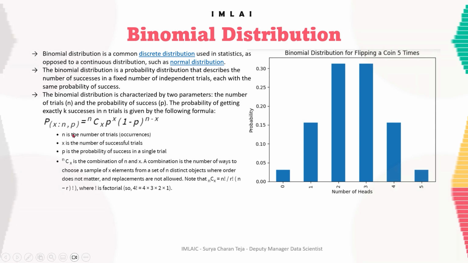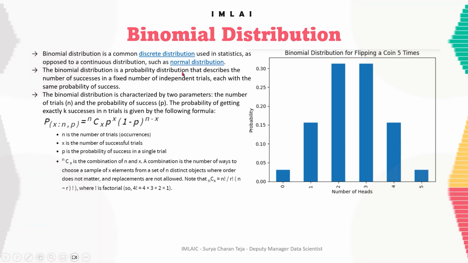And the most important one, nCx, we can call it n choose k, or n choose x. Here we are using k and x. Either you can use x, or you can say k also. I will be using them interchangeably. Sometimes I say x, sometimes I say k. Don't get confused. So nCx is the combination of n and x.